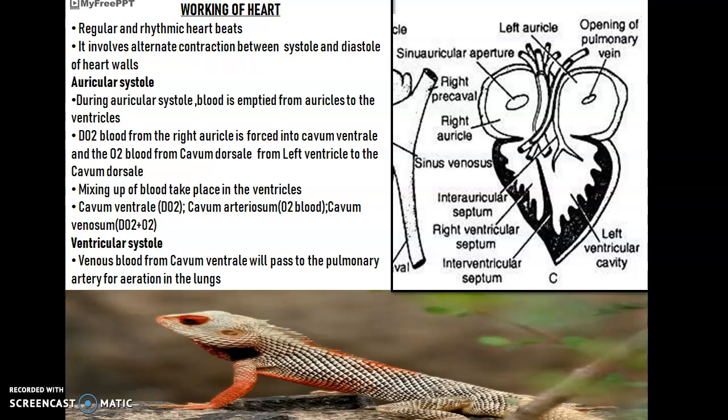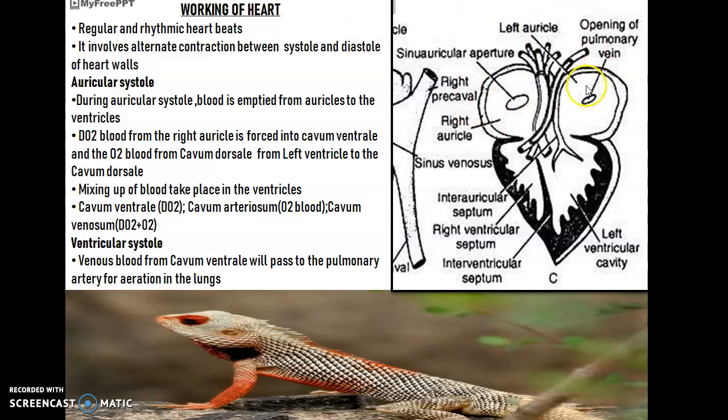We know that in Calotes, complete right as well as left auricles are present due to the presence of an interauricular septum. And during this auricular systole, the blood from both these chambers, that is the right as well as the left auricles, will be pumped into the corresponding ventricle of that side.